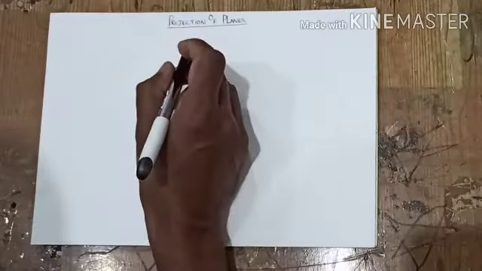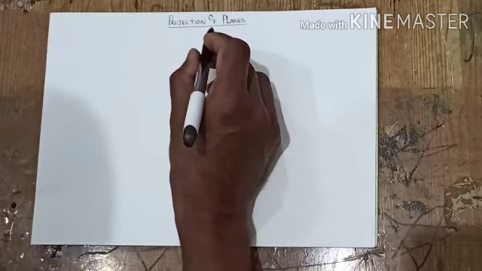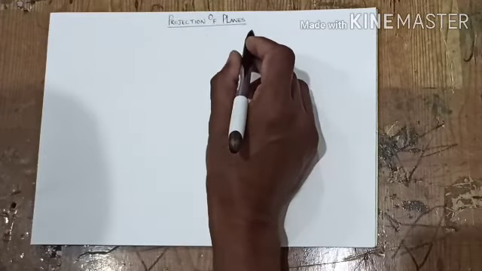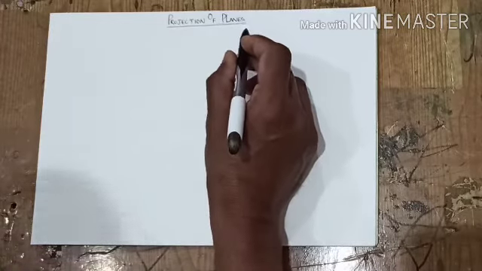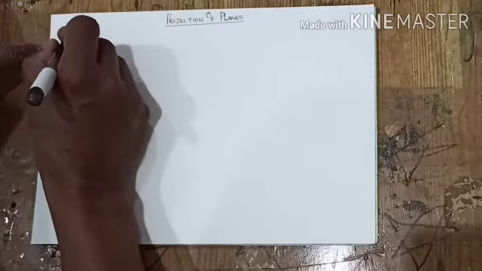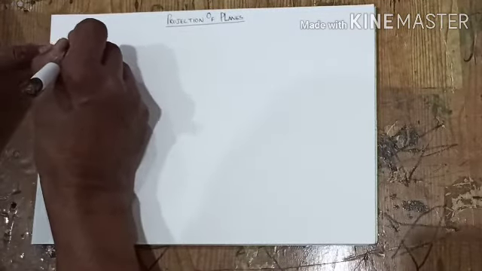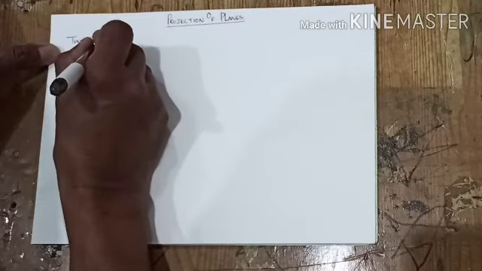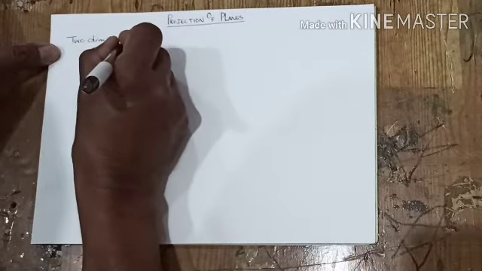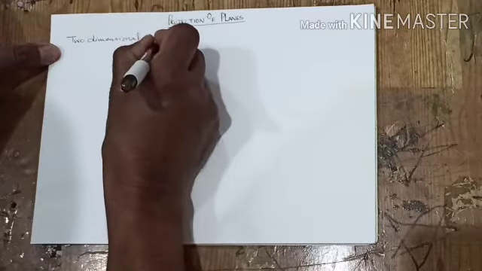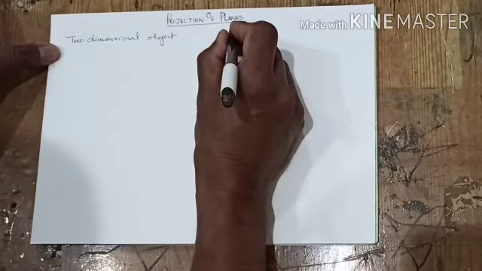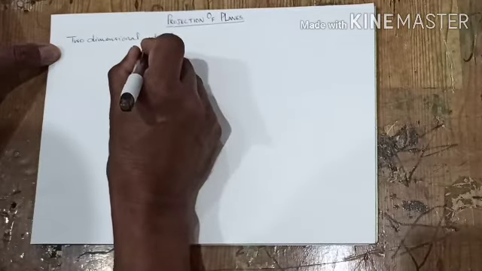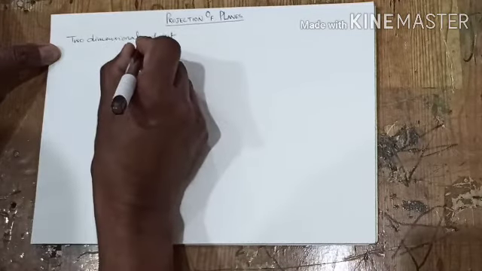Today we are with one more topic on engineering drawing, that is projection of planes. So let's first understand what a plane is. A plane is a two-dimensional object. When we talk about a plane, we are talking about an object which has two dimensions.